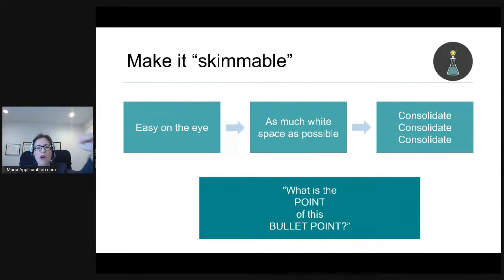So I want you to ask yourself, as you're going through and writing your resume, for every bullet point that you write, what is the point of this bullet point? What's the point of it? So for example, let's say you work in management consulting. Let's say it's supply chain consulting. And you've optimized the supply chain for one running shoe company, one agricultural company, and a mining company.